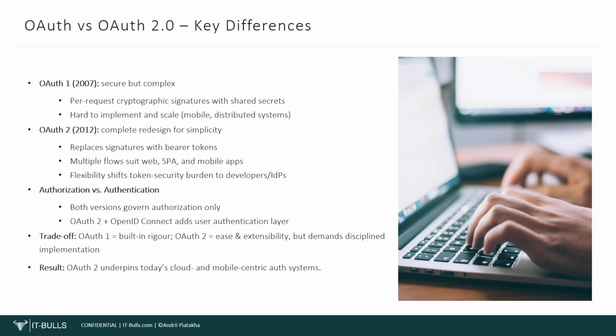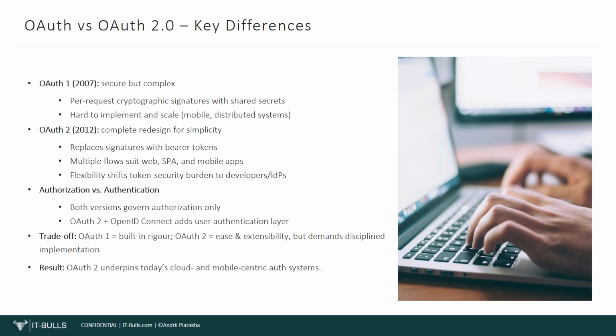It's also important to note that OAuth 1 was strictly an authorization protocol, while OAuth 2, although still focused on authorization, is often used in combination with OpenID Connect to also handle authentication. This pairing allows OAuth 2 to serve not only as a way to grant access to resources, but also to establish the user's identity. So, OAuth 1 was secure but complex. OAuth 2 embraced simplicity and extensibility, becoming the foundation for modern authentication systems, but at the cost of stricter implementation discipline.